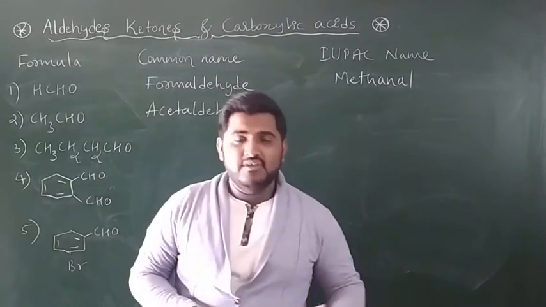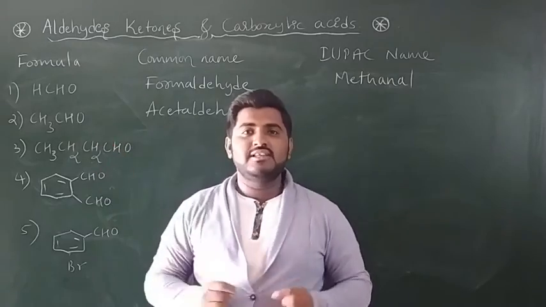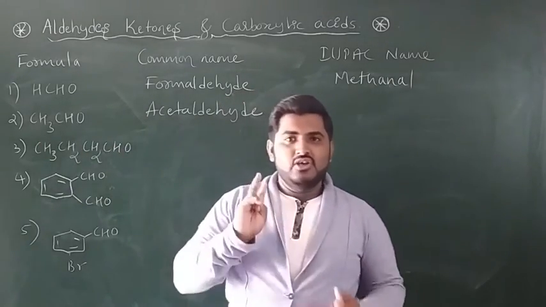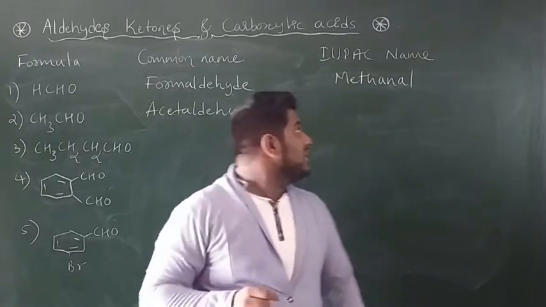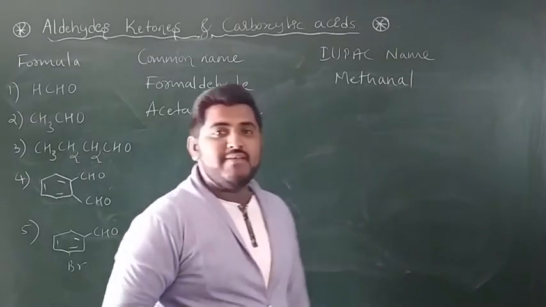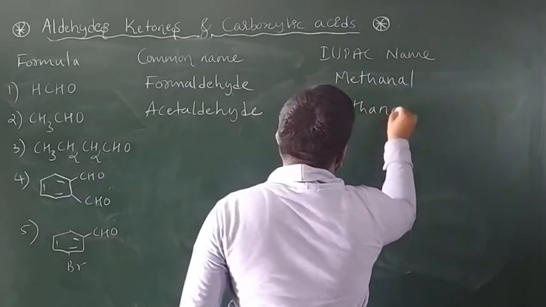What about the IUPAC name? For the IUPAC name, we should see the parent hydrocarbon. How many carbon atoms are there? 2 carbon atoms, so ethane. The E of ethane is replaced by al. Therefore the name is ethanal.